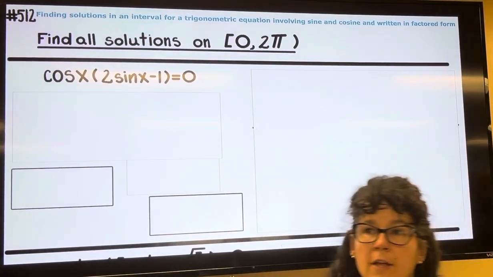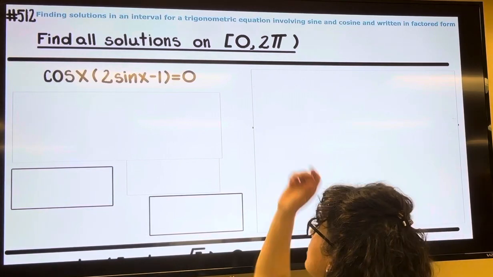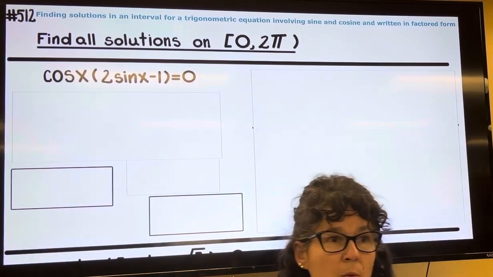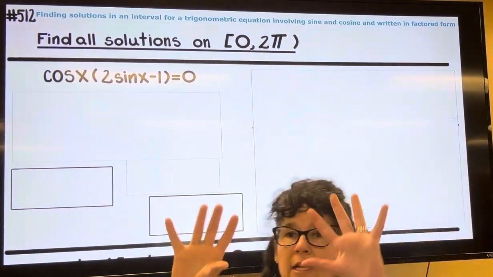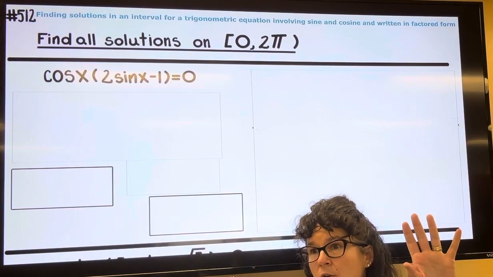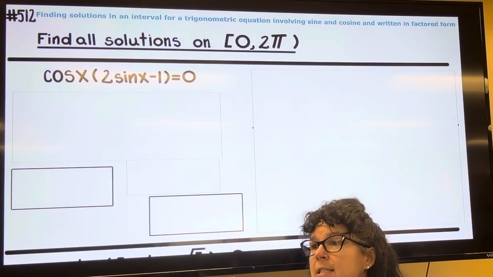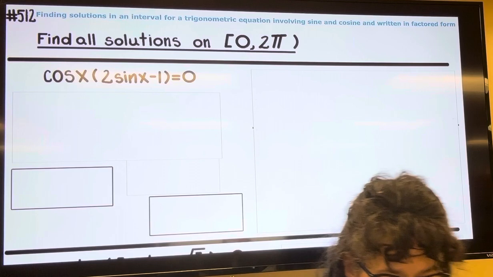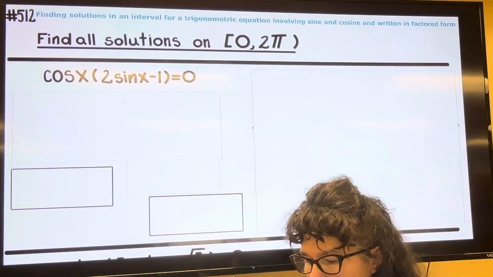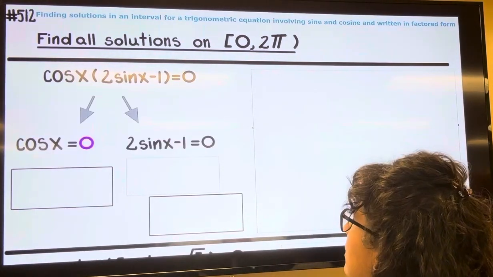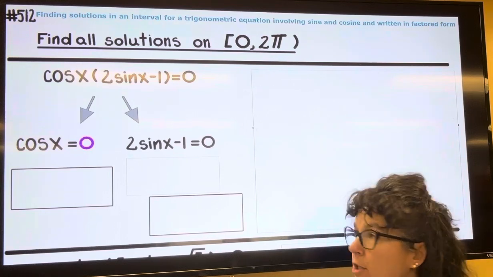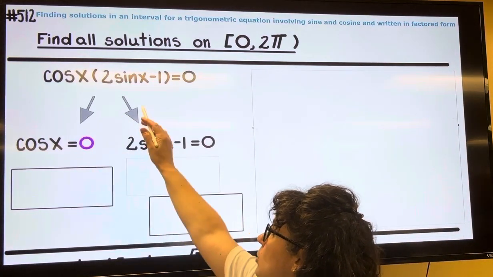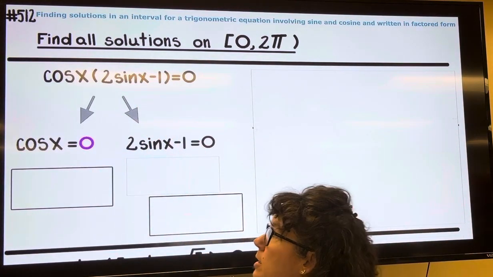We want to solve this equation on the interval 0 to 2 pi. It's already in factored form, so when things multiply together to equal 0, then one of those things has to be 0. So step 1, we want to set each factor equal to 0. So I have cosine of x equal to 0 and 2 sine x minus 1 equal to 0.